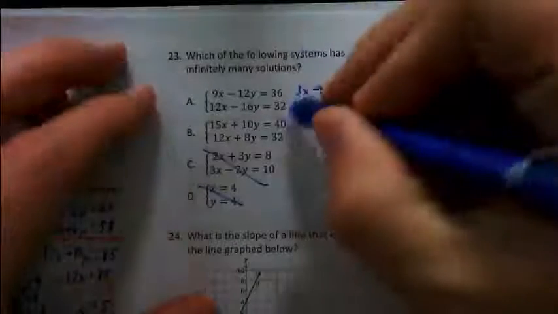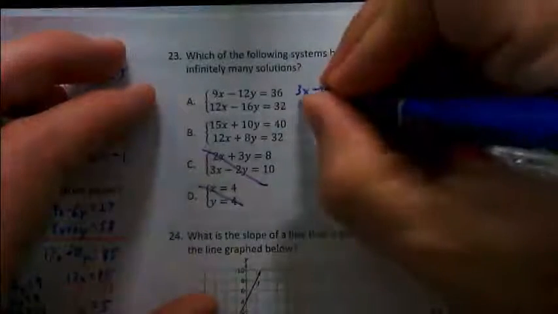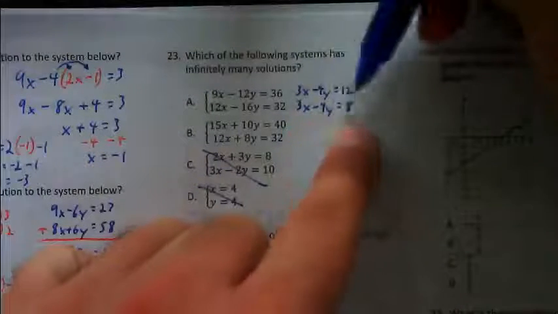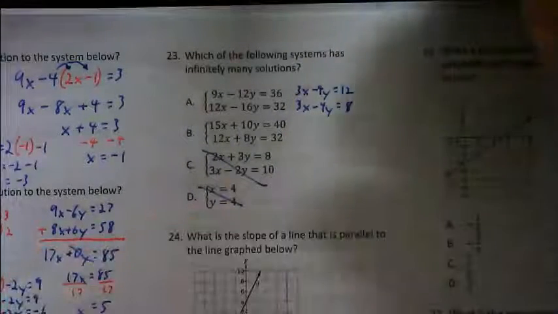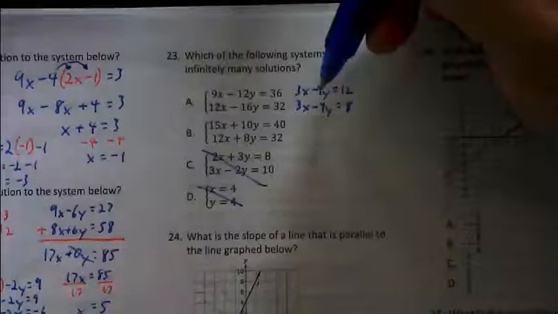No. Oops, I made one mistake. This one, sorry. Divide by 4, and we should have had 3 there. So are they exactly the same? No. These two are the same, but this last one's not. So that's not going to give me infinite. This would actually be another one where we would end up with no solution.